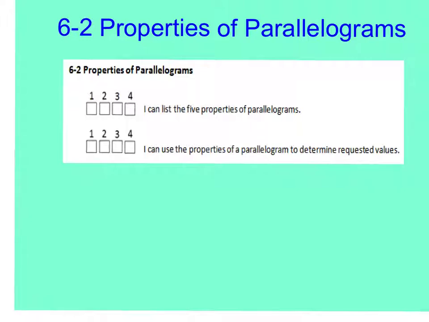So now we're moving on to the lesson for today, which is section 6.2, Properties of Parallelograms. And you see in your objectives that you have 2 objectives. The first one says you can list the 5 properties of parallelograms. You are absolutely going to need to know those 5 properties. The next objective says you can use those properties to determine requested values.